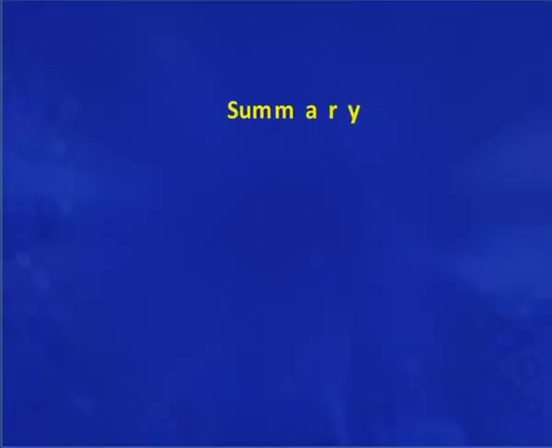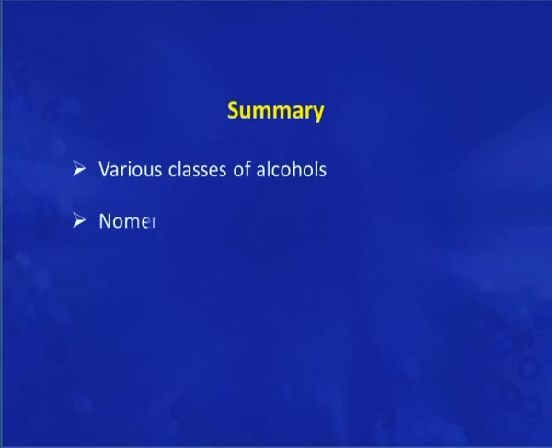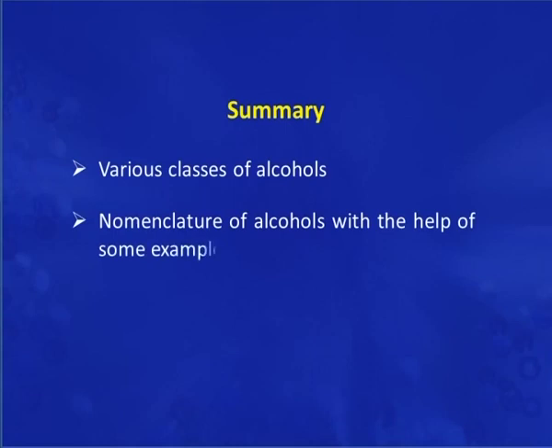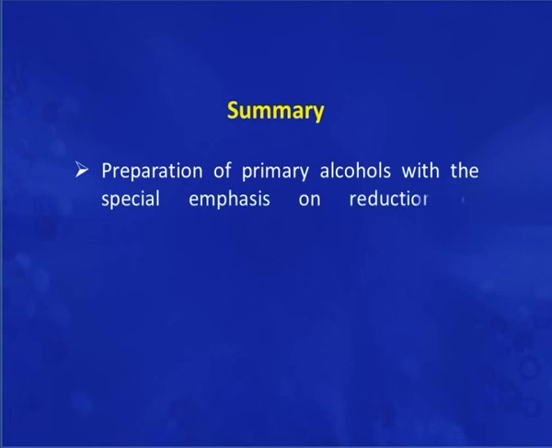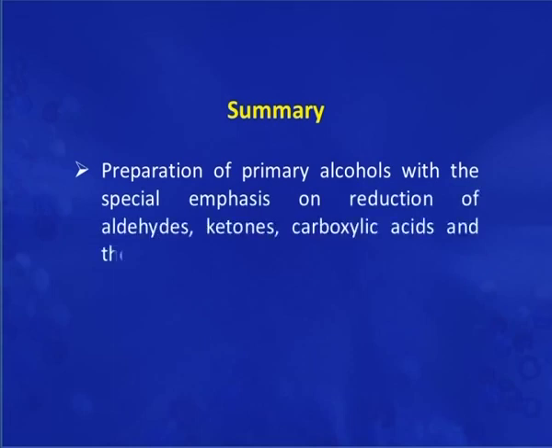We will now summarize the topics which we have so far discussed. First of all, we discussed various classes of alcohols, then the nomenclature of alcohols with the help of some examples. We discussed the industrial methods of preparation of alcohols. We discussed the preparation of primary alcohol with special emphasis on reduction of aldehydes, ketones, carboxylic acids and their derivatives. In the next lecture, we will discuss the properties of alcohols. We will discuss how the hydroxy group in alcohol makes changes in its properties of solubility, boiling point, and its acidic nature and basic nature.